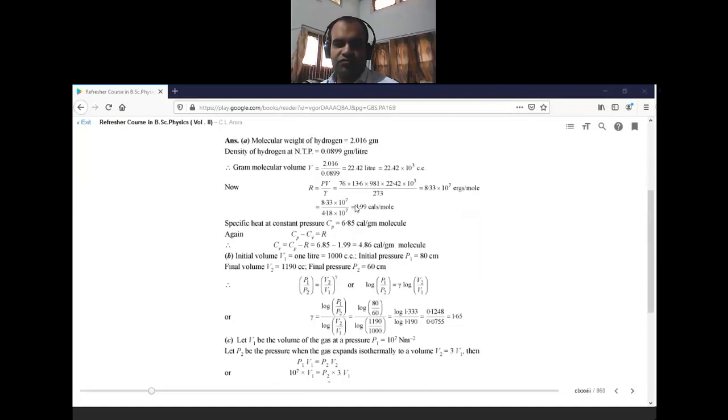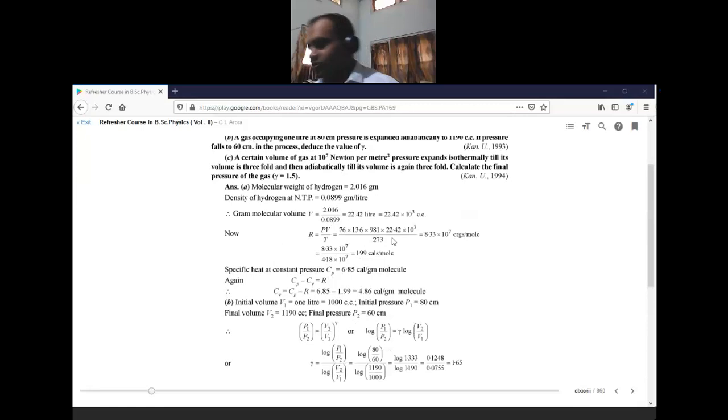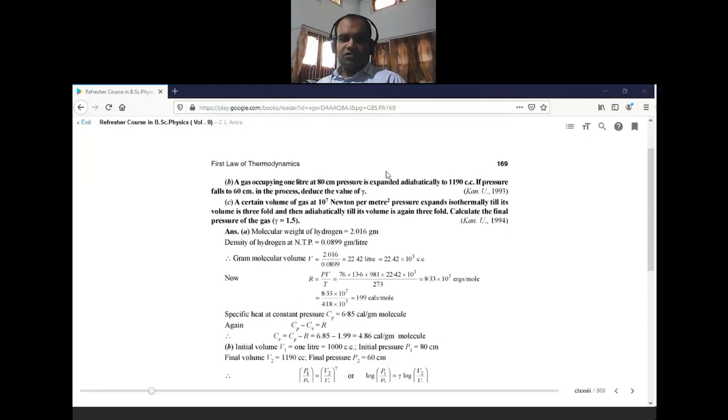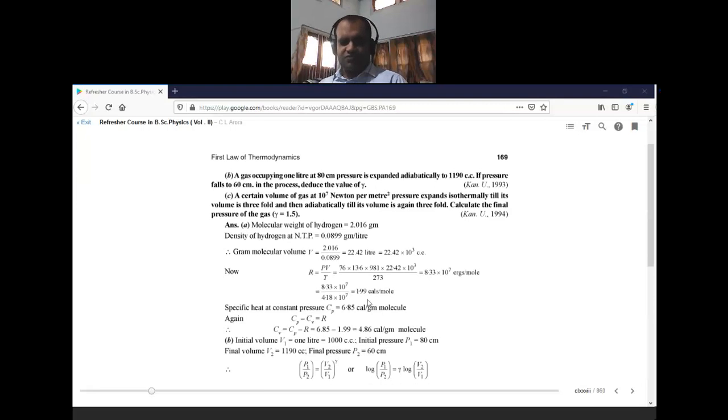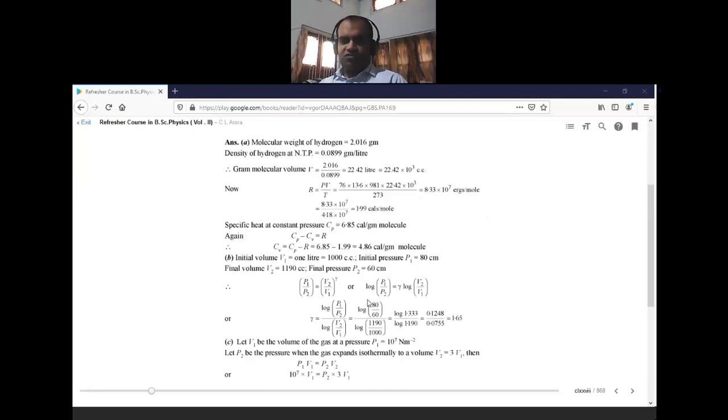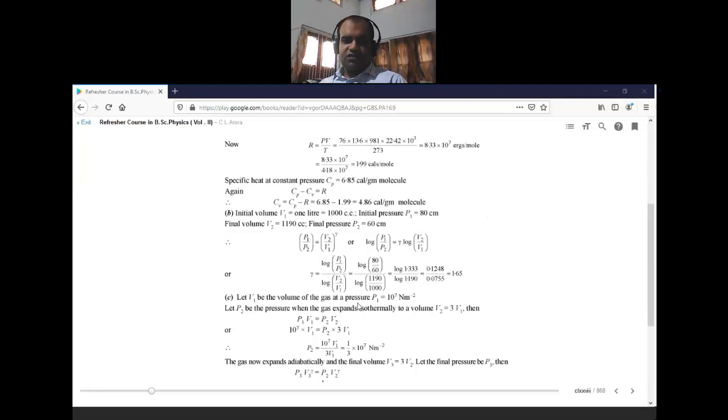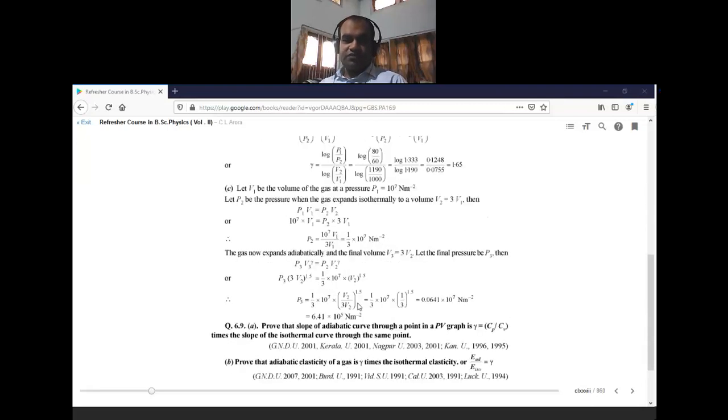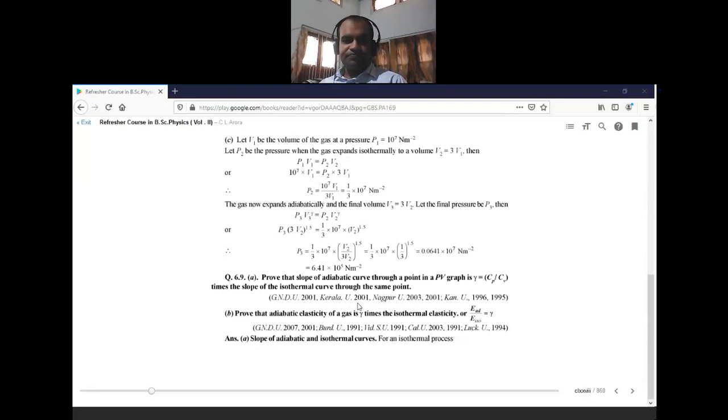I don't know which book you are following, or whether you are following any book. Of course, if the library is open, you can use it. This book, the refresher course, has many numerical problems given, so you can start solving them from here, which will be good for you in competitive examinations in future.